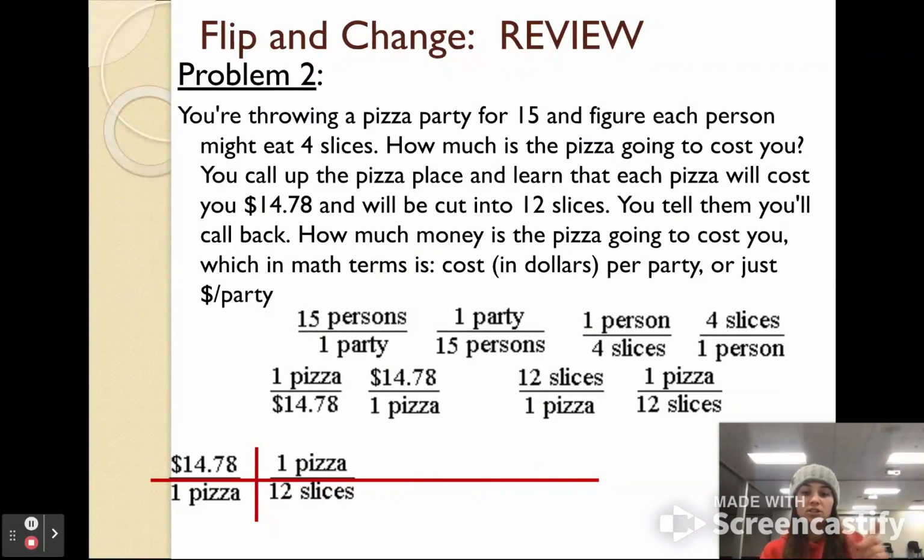No, we want dollars per party, right? So my pizzas are going to end up canceling their units, right? So now I want to get from slices to parties. There's no direct conversion strictly from slices to parties, but what unit can I use to cancel out slices now?